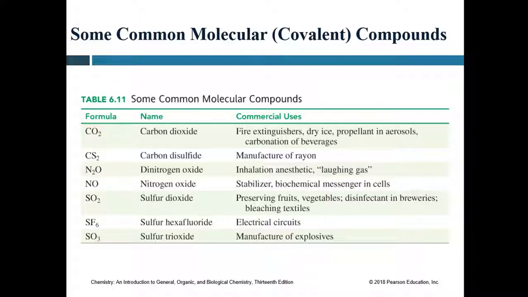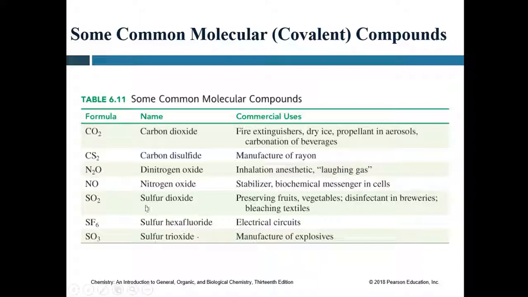Now we'll notice some of these examples here. On table 6.11, carbon dioxide, carbon disulfide, dinitrogen. This should be monoxide. I can't go in there and change this table, but normally we name it this way in the higher chemistries.